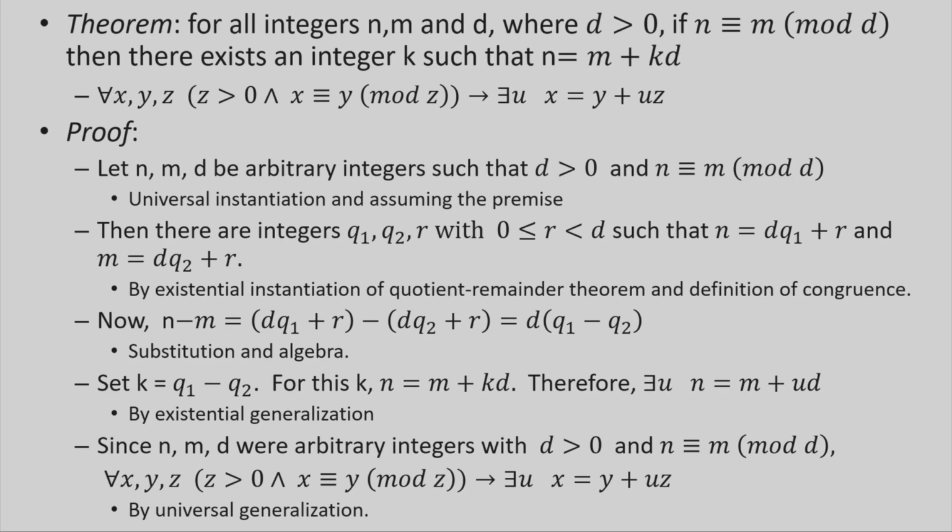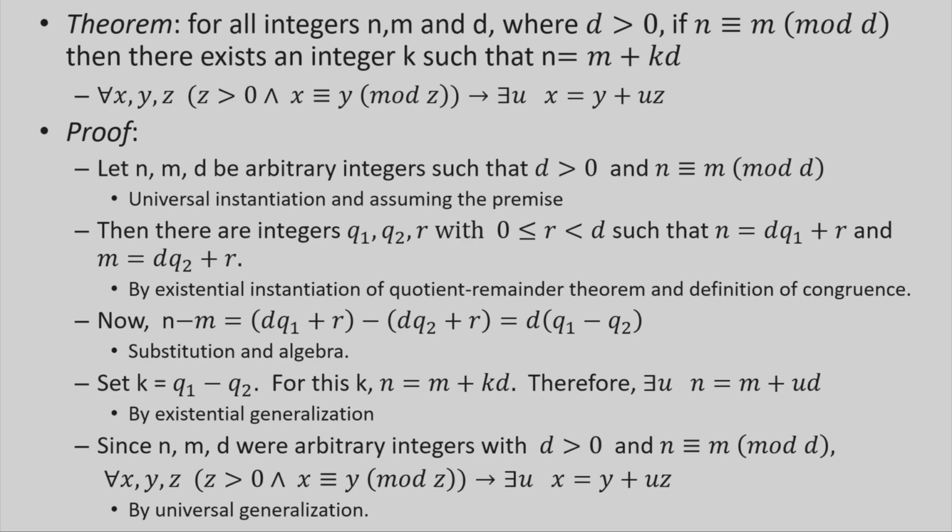So again, there were lots of steps in this one line. There was an existential instantiation from the quotient remainder theorem, and there was a definition of congruence. So now we could just do algebra, n minus m, remainders cancel out, and we end up with d times an integer q1 minus q2.